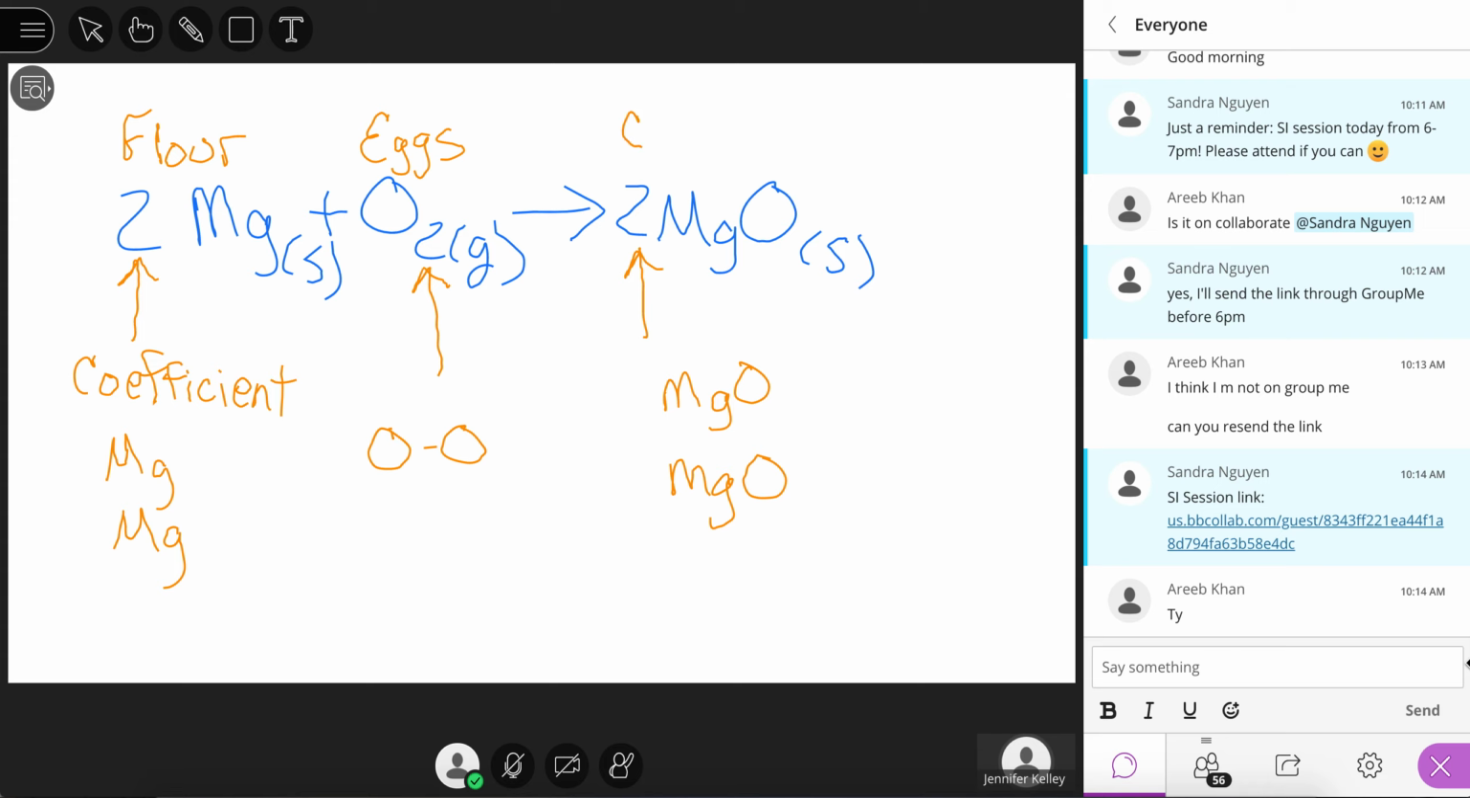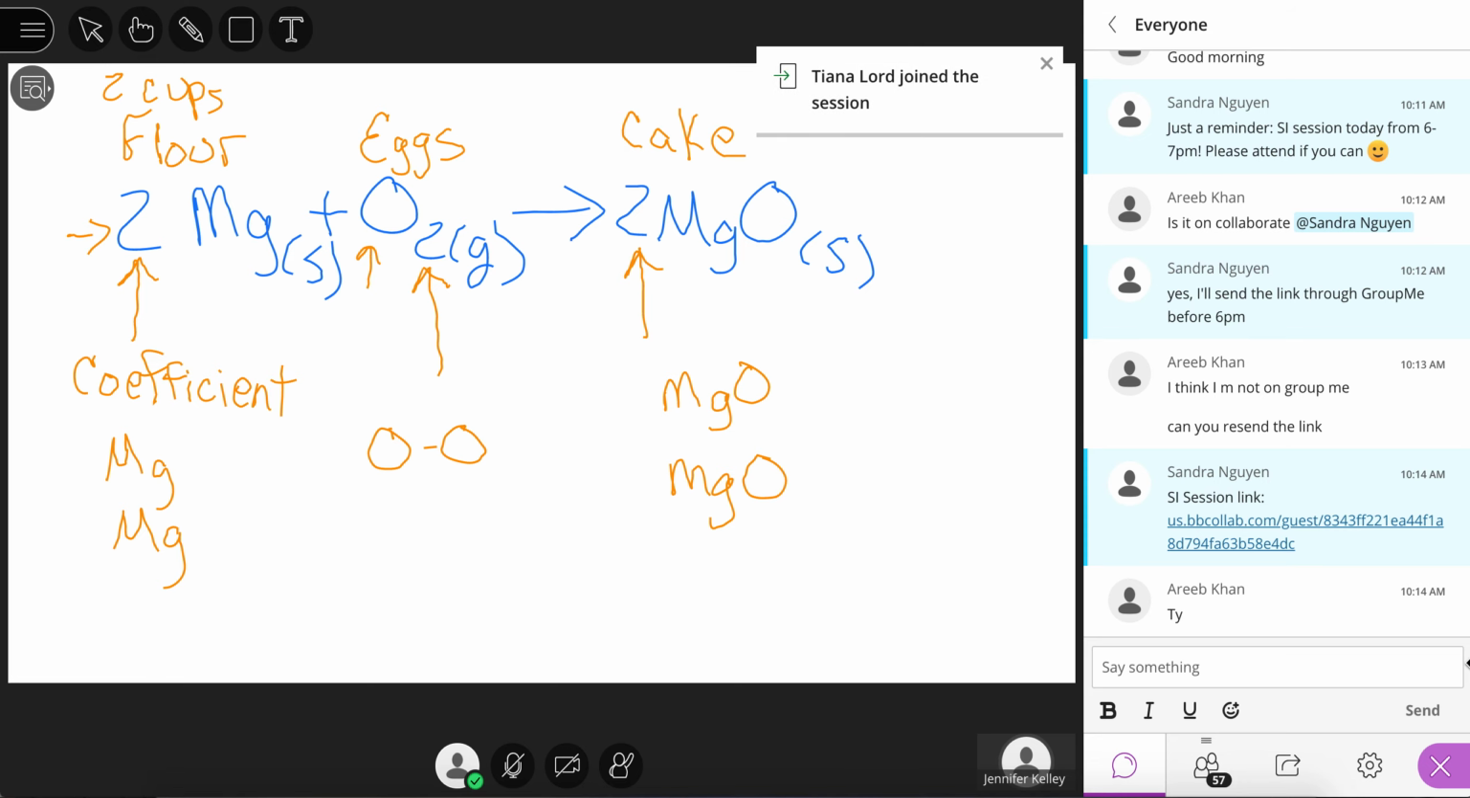And then this one would be like, you make a cake. Obviously, that's not all you need to make a cake. This just is for an example. So the 2 right here is kind of like saying 2 cups. And then there's no coefficient here, so we know that the coefficient is 1. And that would be like 1 egg. And then here, the 2 would be basically saying that if you had 2 cups of flour and 1 egg, you get 2 cakes. And so that's what the coefficients are for, is to tell you how many of what make what.